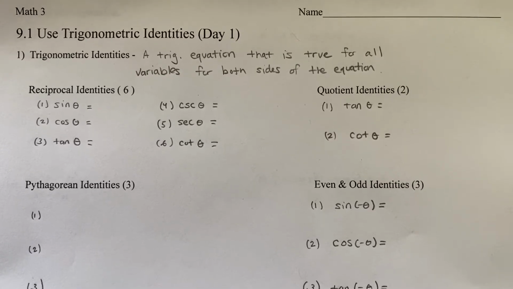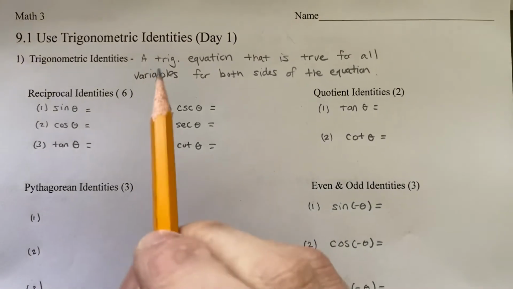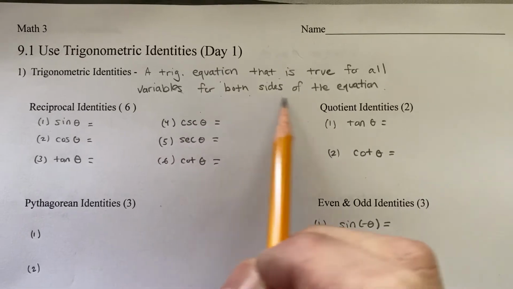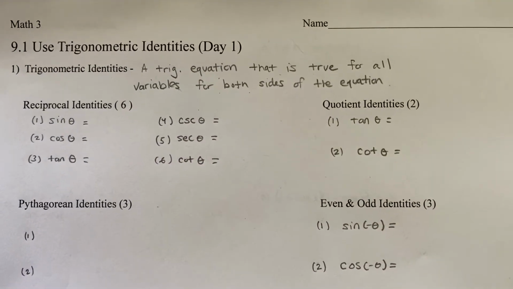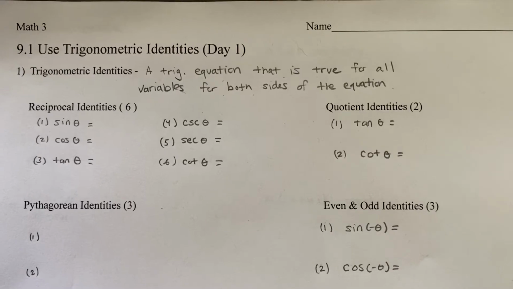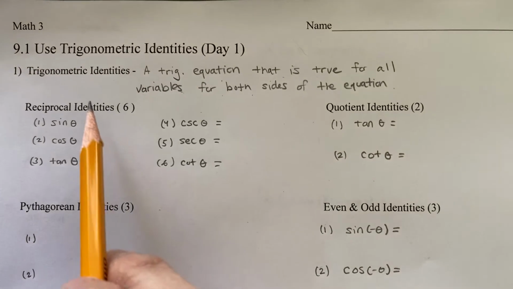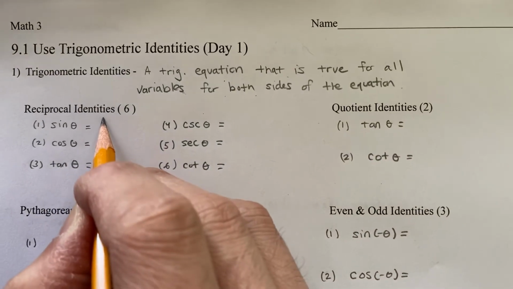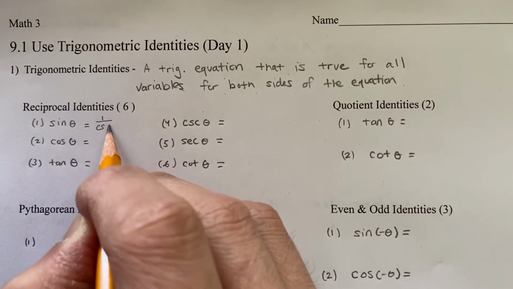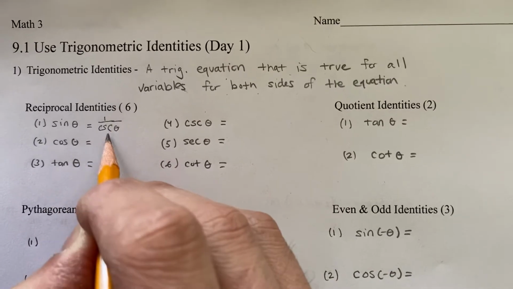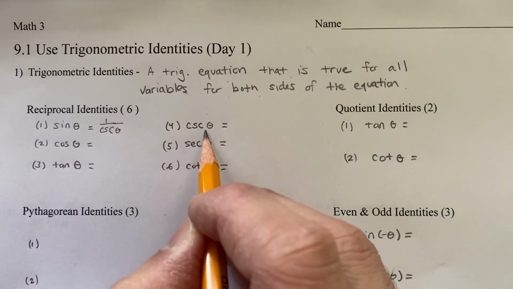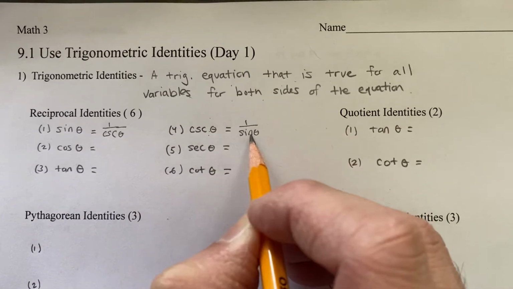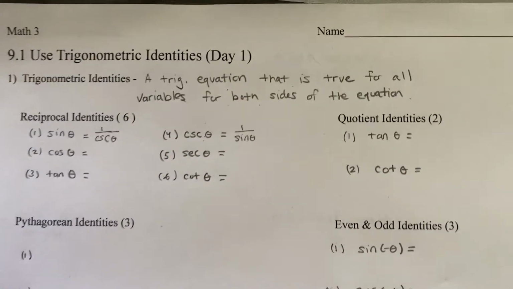So first of all, what is a trig identity? A trig identity is a trig equation that is true for all variables for both sides of the equation. And you already know some of the trig identities based on chapter 8, right? And so these are the 6 reciprocal identities. So sine theta, you already know, is 1 over cosecant theta. And likewise, if you cross multiply these two, cosecant is the same thing as 1 over sine. These two can interchange, these two can interchange.